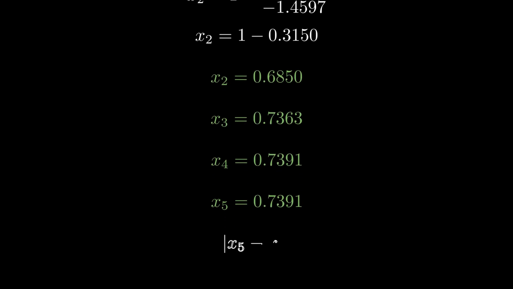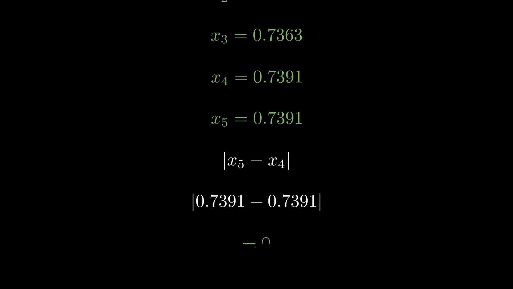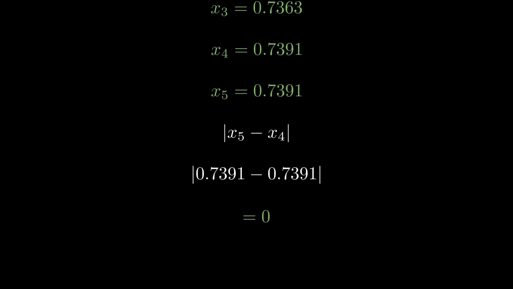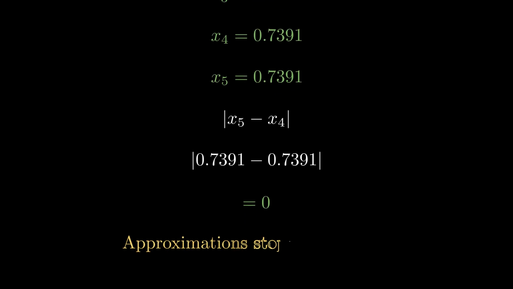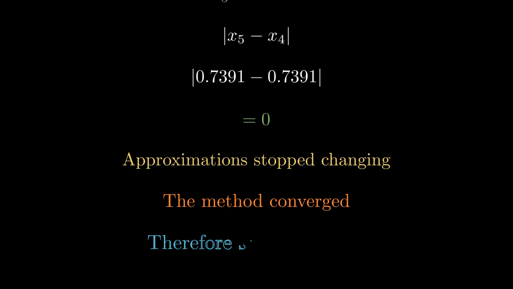Now compare the last two approximations. Substitute the approximation values. The difference is 0. The approximations are no longer changing. This tells us the method converged to the root. Since the values stabilized, we stop iterating.